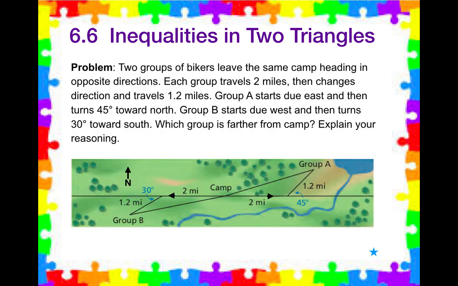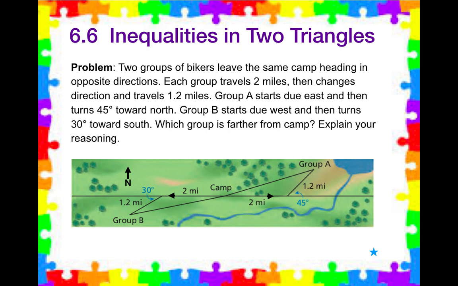So here's a problem. Two biking groups leave camp at the same time. So we have one group that goes 2 miles in this direction, and another that leaves camp and goes 2 miles in this direction. Group A is going to make a 45-degree turn in this direction and continue 1.2 miles. And Group B is going to make a 30-degree turn and go in this direction 1.2 miles. Now, which group is farther from the camp when they get finished with that?